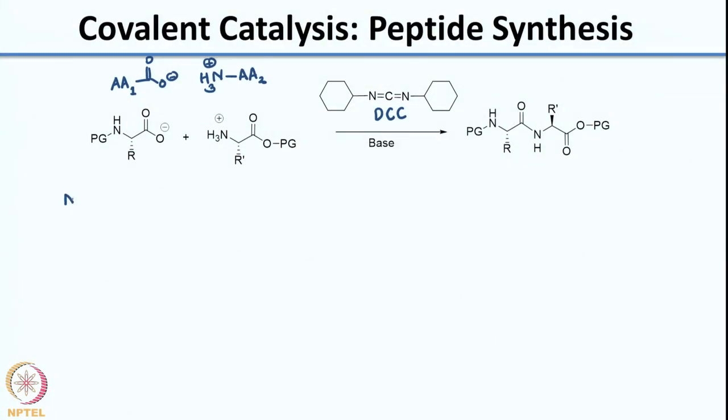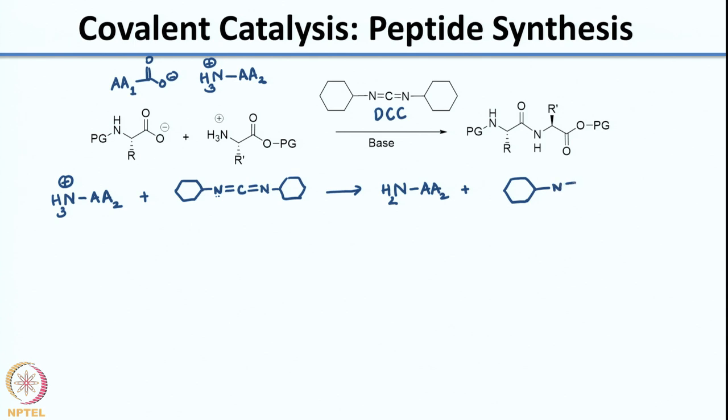So, what happens is in the reaction medium, here again, you have your amine, plus DCC. Now this can undergo proton transfer. So, you can have the nitrogen here pick up a proton to give you the free amine plus the protonated DCC. Now, this process is in equilibrium, and actually you have a very small concentration of this in your reaction mixture, but that is enough to catalyze the reaction.